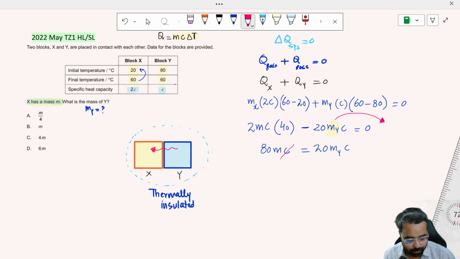The specific heat capacity, this C and C cancel out, and this will be 4. So we can write m_Y is equal to 4m. So that's our final answer. It means that this block Y has a mass 4 times that of block X. So then this temperature will drop from 80 to 60 at this specific heat capacity. So its right answer should be option C.